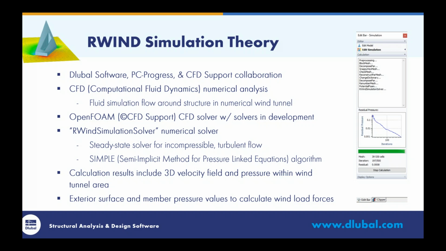In particular, this OpenFOAM solver in RWIND is called RWIND Simulation Solver. It is for steady state, incompressible turbulent flow. It utilizes the SIMPLE algorithm, which stands for the semi-implicit method for pressure-linked equations. Now we have much more information behind the theory of the program that's available in our RWIND manual on our website. But ultimately, we're going to run this calculation in order to get the 3D velocity fields and pressures within the entire wind tunnel. Then from here, what we'll use is the exterior surface and member pressures on the structure to calculate the wind load forces.